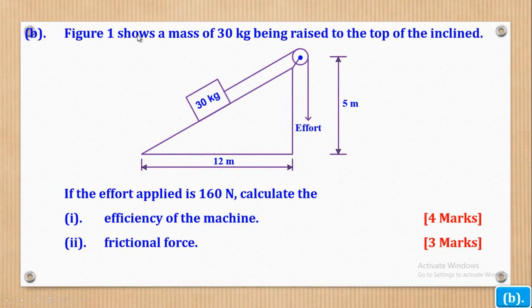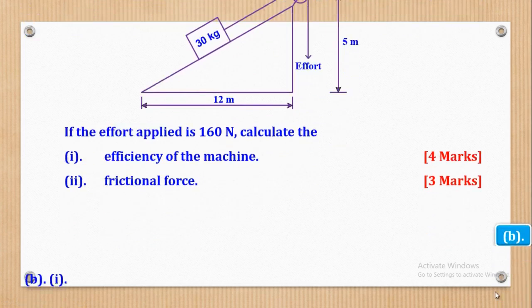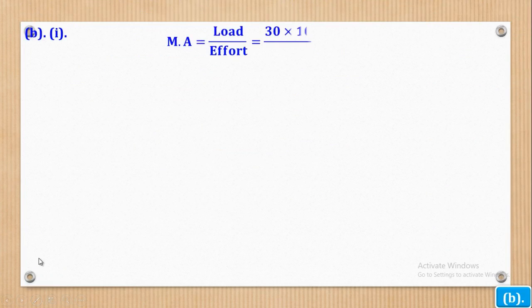Part B says, figure 1 shows a mass of 30 kilograms being raised to the top of the incline. Then this is the incline, so they said, if the effort applied is 160 newtons, calculate the Roman 1 efficiency of the machine. So we have the effort distance, and the effort is 160. Then you have the load, which will come from this weight. So the load is the weight, which is 30, the mass, multiplied by the acceleration due to gravity, which is 10, and the effort was given as 160.